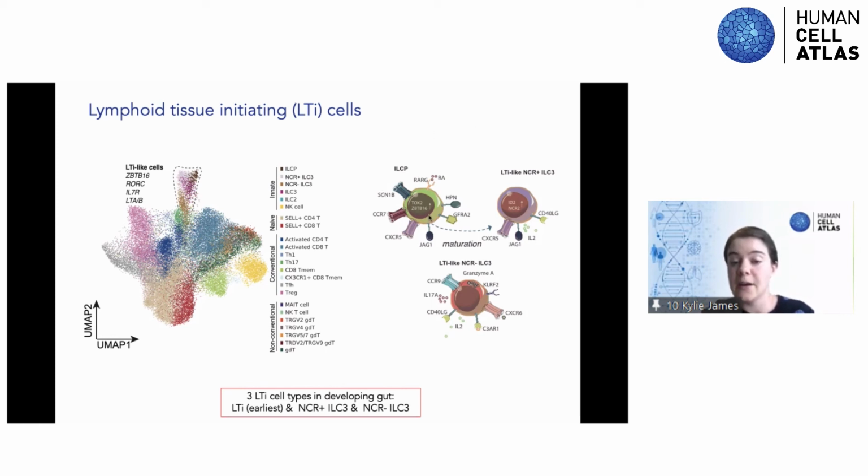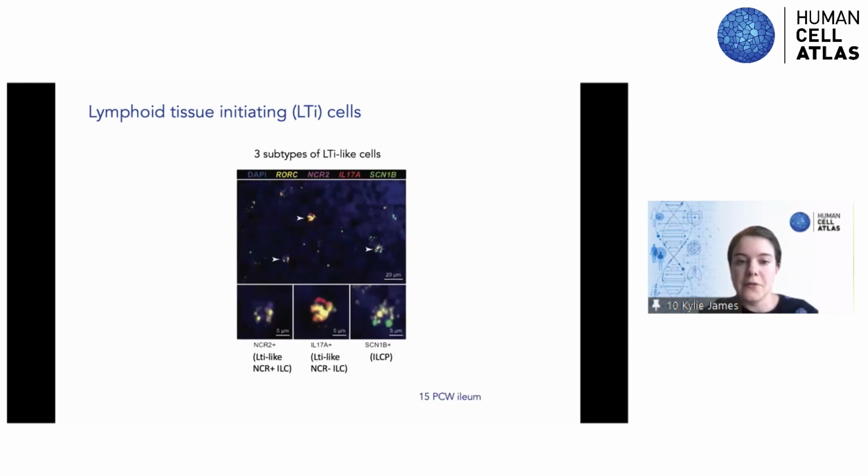So one population that had more of a precursor signature with a high CCR7 expression, and then 2 other LTI-like populations that differed by their expression of NCR2. And we hypothesized that all 3 of these populations fulfill the role of LTI cells in GALT formation in the fetal gut, but perhaps at different stages during that process. And furthermore, we used RNA-seq in collaboration with Ome Bayraktar and Kenny Roberts to identify these 3 populations of fetal LTI-like cells in the fetal gut.